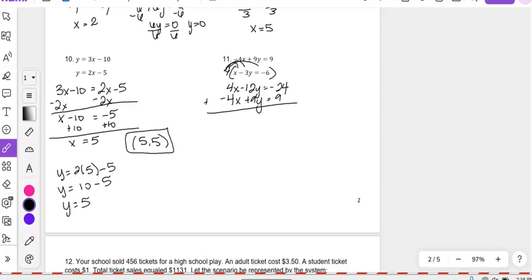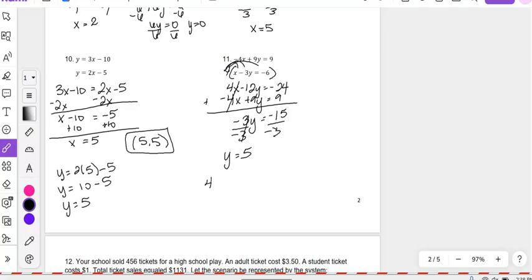4x plus negative 4x is 0. Negative 12y plus 9y is negative 3y. Negative 24 plus 9 is negative 15. Divide by negative 3. Y equals 5.